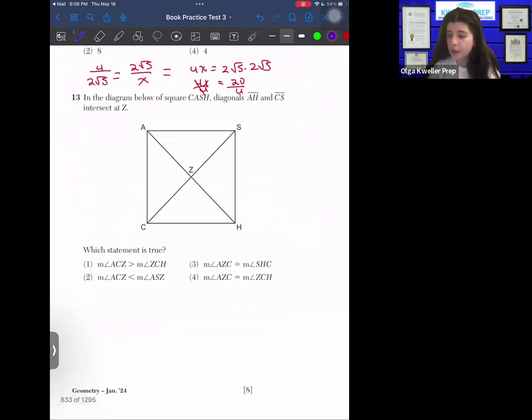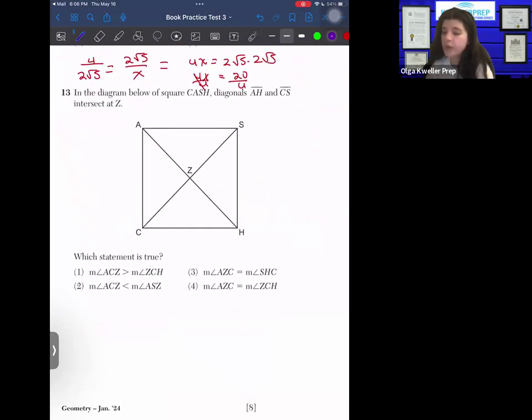Okay, next one. We've got a square, and we have two diagonals that intersect here, and they want to know which statement is true. So we have angle ACZ is equal to ZCH. So are these two angles equal? So this is choice one, right? I'm just going to draw it out and color code all the choices, and then we can talk about it. The next one is ACZ. So this angle is equal to ASZ.